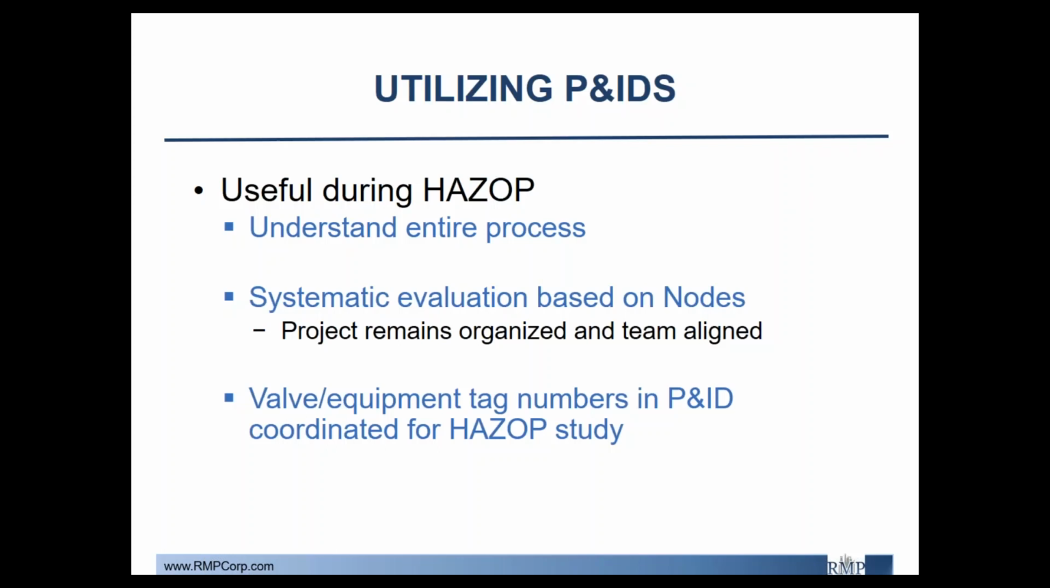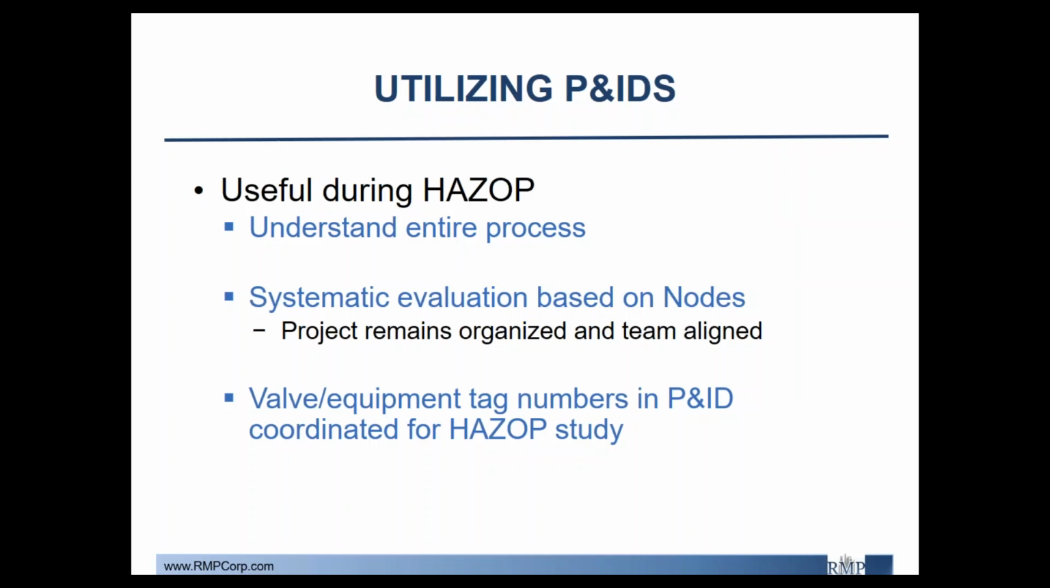P&IDs are especially helpful during HAZOPs. They help the HAZOP team understand the entire process, and you break down the process into different individual systems, what we call nodes. And these nodes allow the project team to stay organized during the HAZOP study and allow them to stay aligned in exactly what specific node they're talking about.